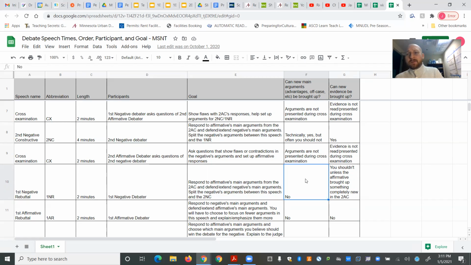You only have 2 minutes to make your argument already. You don't want to crunch your time and have to bring up a bunch of new stuff along with that. And also, you shouldn't really be bringing up any new evidence in the 1NR, the first negative rebuttal, unless the affirmative brought up a bunch of new arguments in the 2AC. So if you can't bring up new arguments and you can't read new evidence, what are you even supposed to do in a rebuttal? That's a question that I hear a lot.